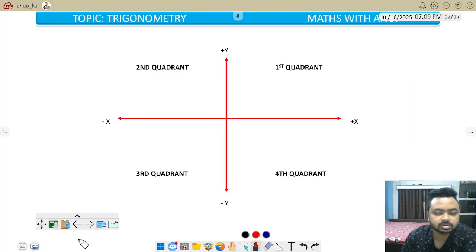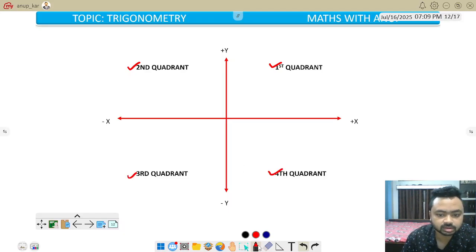So to better understand the quadrant rule, we have to consider the Cartesian plane. I hope all of you are aware of the Cartesian plane. This is the x-axis, this is my y-axis. It divides the Cartesian plane into 4 parts: the first quadrant, second quadrant, third quadrant and fourth quadrant.